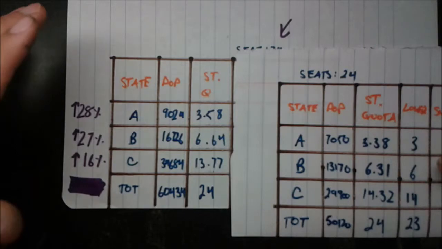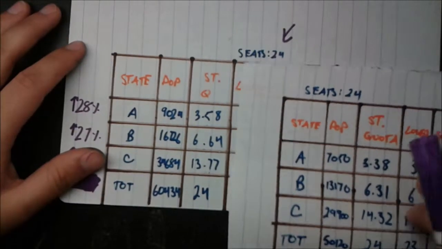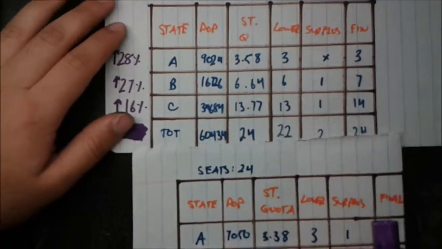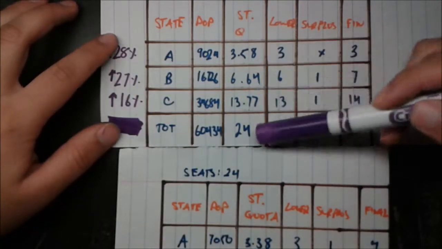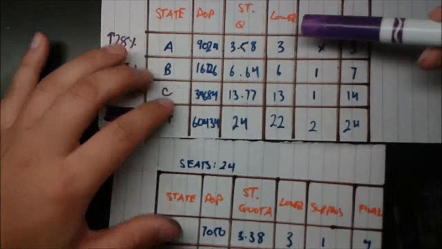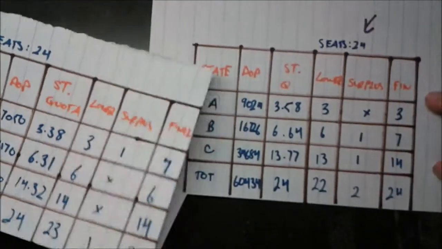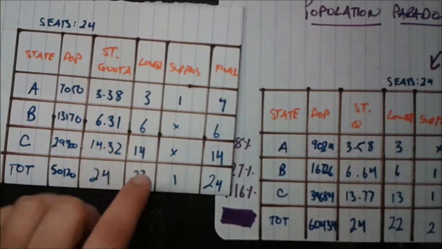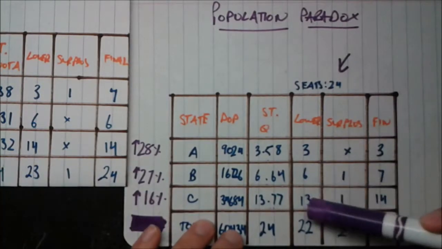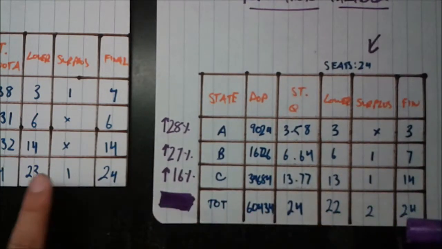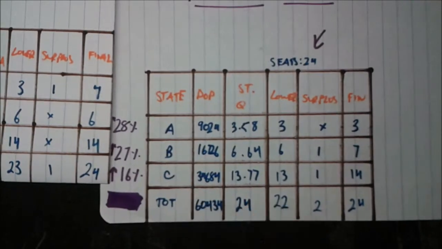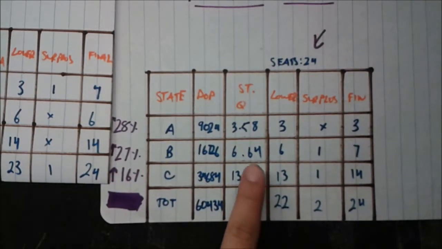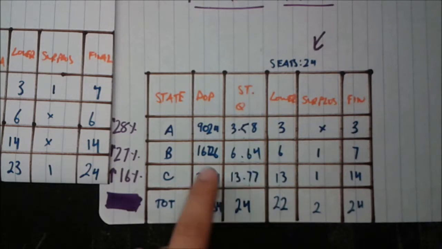But it turns out, again, under Hamilton's method, this is something that can happen, and it will happen in this example. So let's look at these two tables side by side again. So we have A, we have the new populations, we have the new standard quotas here, and we take the lower bounds. The lower bounds are actually not the same, because we had lower bounds here 3, 6, 14. Now we have 3, 6, 13. So now we have 22. And whereas before we had 1 seat left over, now we have 2. So we're going to go ahead and give it to the highest residues, which is 0.77 and 0.64, which means that in the end, A got 3, B got 7, and C got 14.